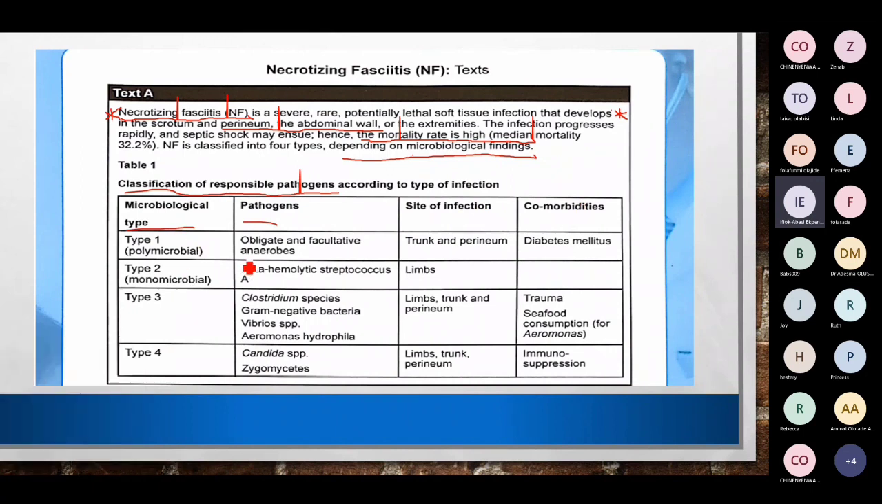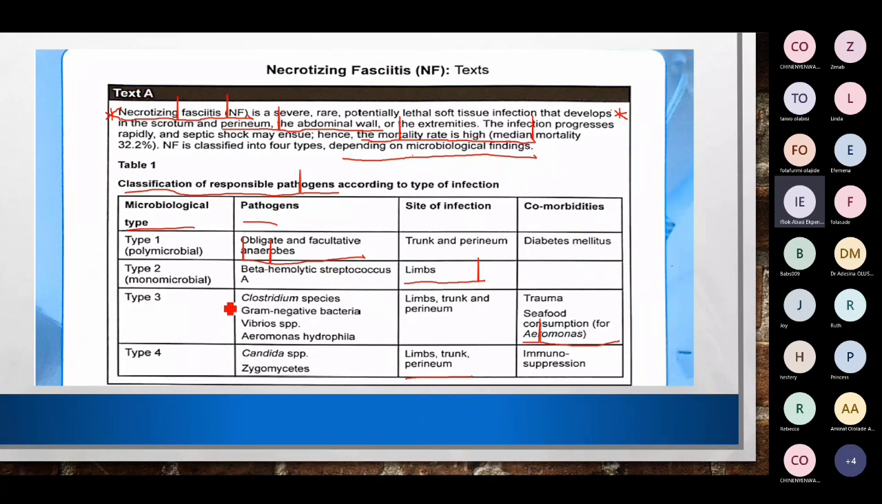Under pathogens, we can see obligate and facultative anaerobes. Now we can as well see limbs under site of infection. It looks like they are listing body parts. And we can as well see trauma, seafood consumption for Aeromonas, and I just highlighted. Coming back here, we can see limbs and trunk again.